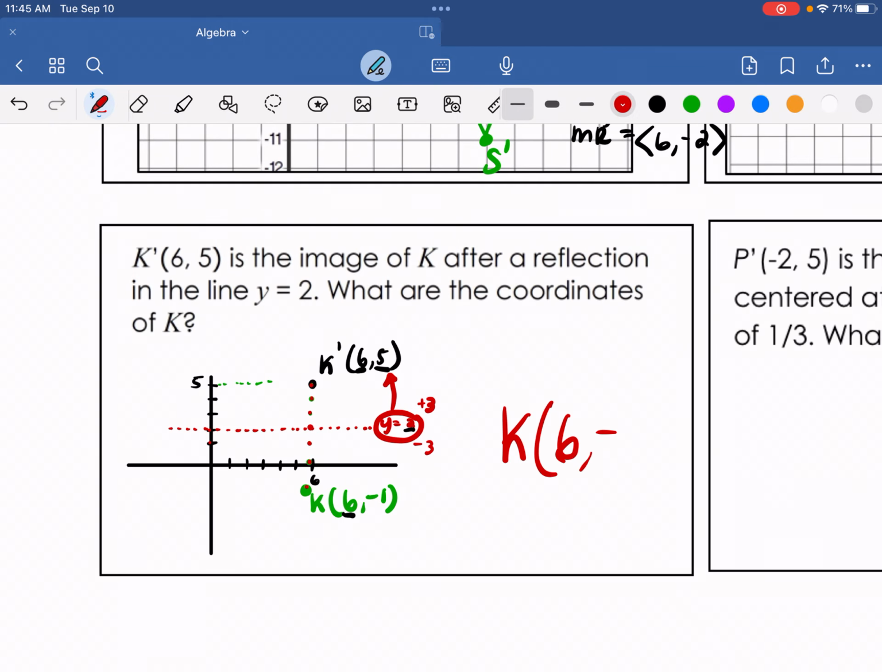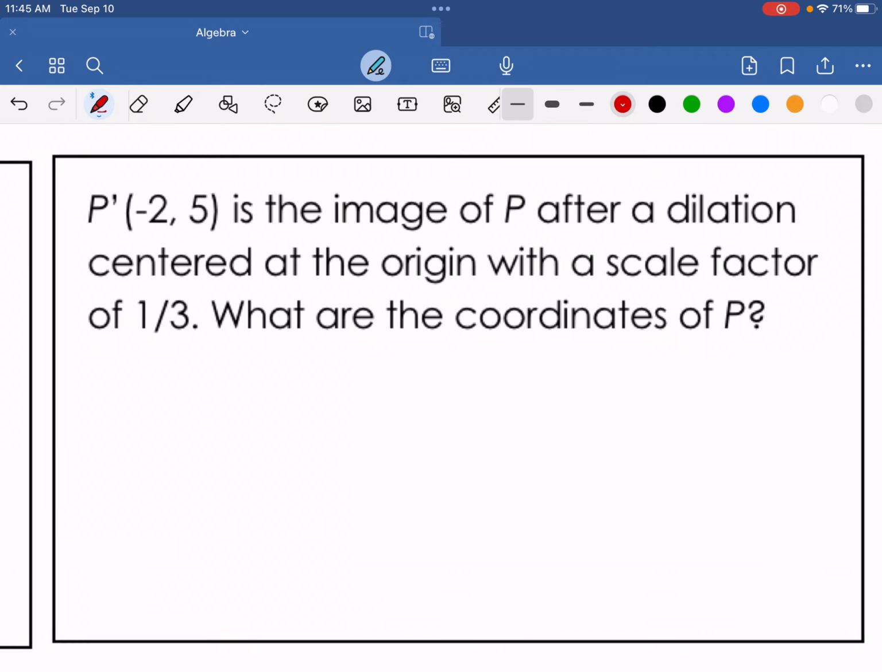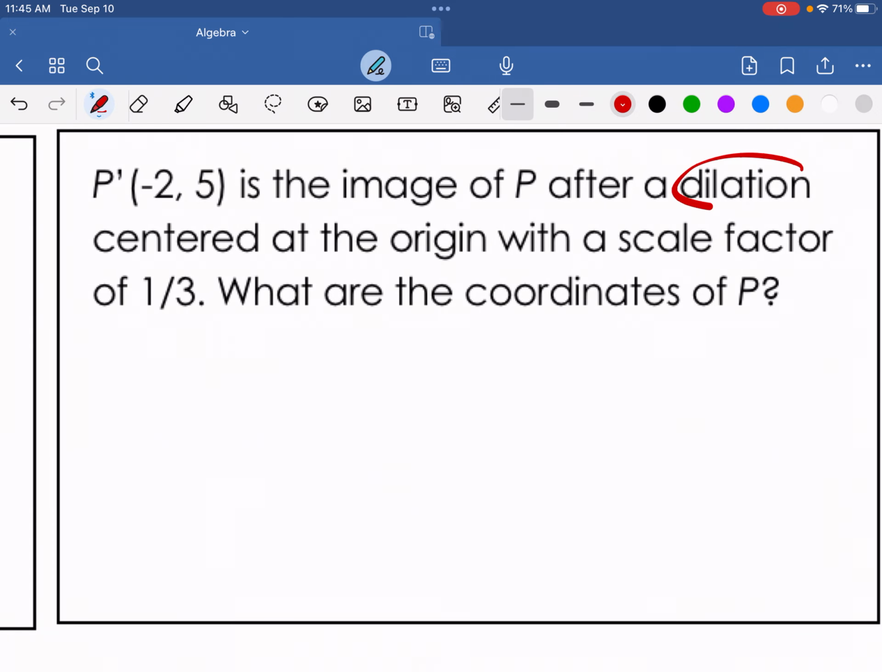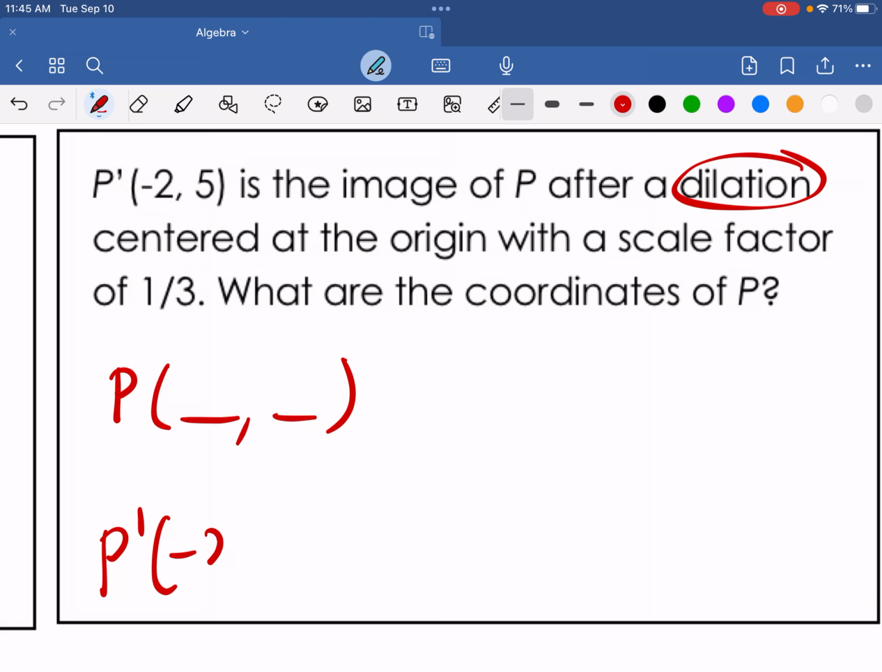Oh, last one. Okay, this is dilation, so multiplication. We don't know P, we don't know the original coordinate. But I do know that P prime is -2, 5. And I know that I was supposed to multiply them by 1/3. So it means that whatever this number is, once I multiply it by 1/3, it turns to -2. And multiplying by a third is technically dividing by 3. So if you divide a number by 3, it turns into -2. And for the y coordinate, same thing. If you divide it by 3, it turns into 5.